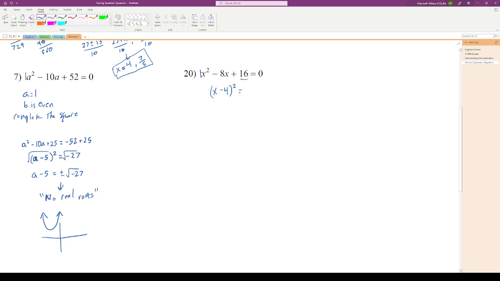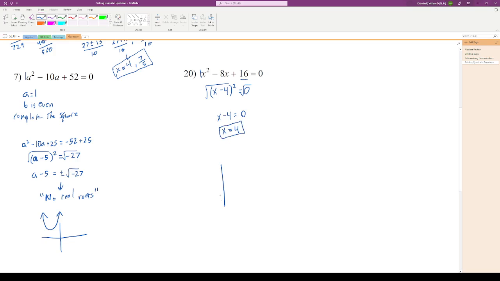So x minus 4 squared equals 0. We square root both sides, just like we tried to do here. And we get x minus 4 equals, normally this would be plus or minus that, but 0 doesn't have a sign, so it's just 0. So we get x minus 4 equals 0, and x equals 4. So we only get a single answer here.